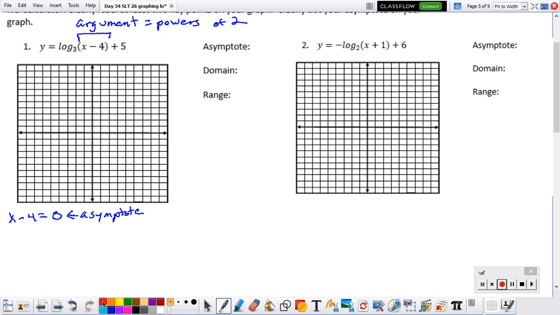Okay? Now, 2 to the, 3, oh, whoops, why am I saying powers of 2? It should be powers of 3, sorry. I don't know, I had a moment there. Maybe I was looking at number 2.